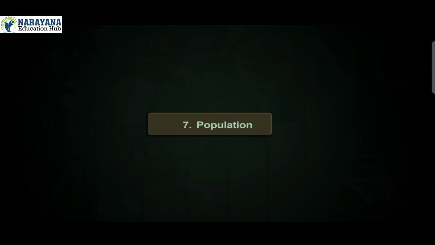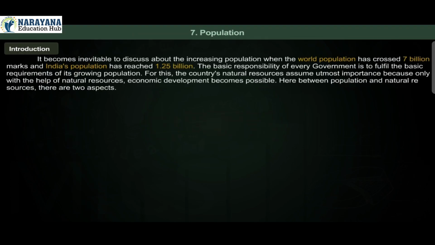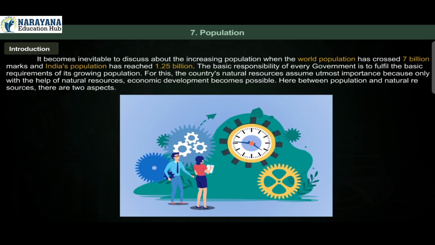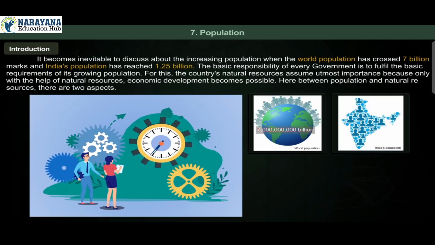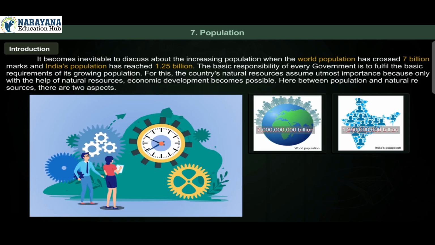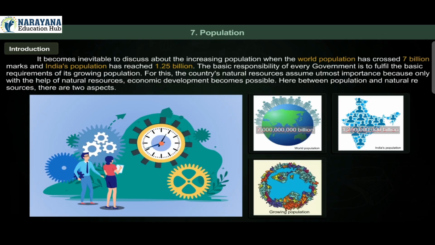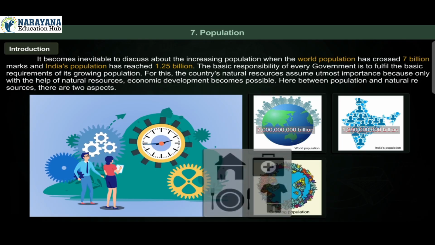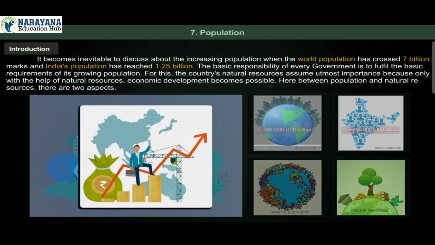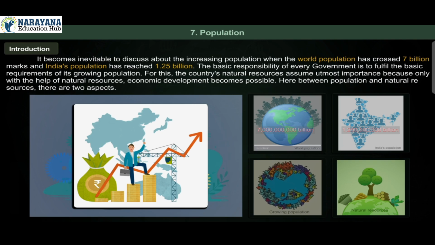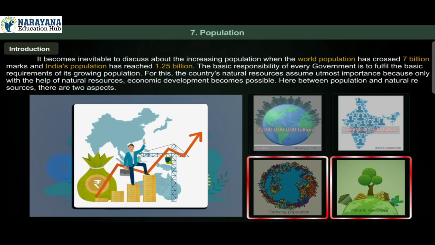Chapter 7: Population. Introduction. It becomes inevitable to discuss the increasing population when the world population has crossed the 7 billion mark and India's population has reached 1.25 billion. The basic responsibility of every government is to fulfill the basic requirements of its growing population. For this, the country's natural resources assume utmost importance because only with the help of natural resources, economic development becomes possible. Here, between population and natural resources, there are two aspects.